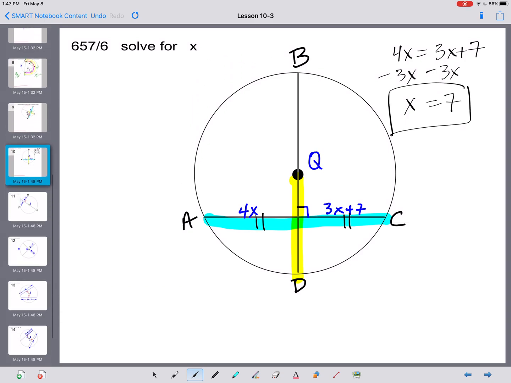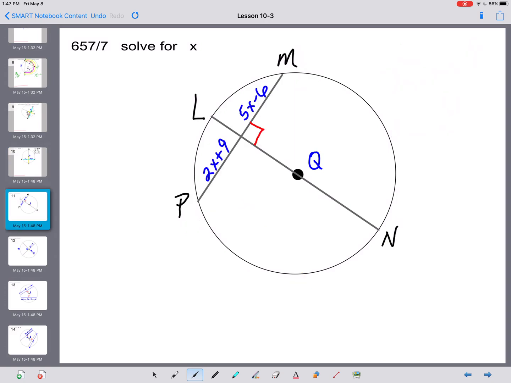Okay, 6, 7. Here's the idea. What do we see here? Do we see something similar? We sure do. There's the radius. Look at that. It's perpendicular. The radius is perpendicular to that chord. What does it do then? Yep, it cuts it in half. That part equals that part. Let's go do that. Now it's algebra. 2x plus 9 equals 5x minus 6. I'm moving the x's to the right. Minus 2x, minus 2x.